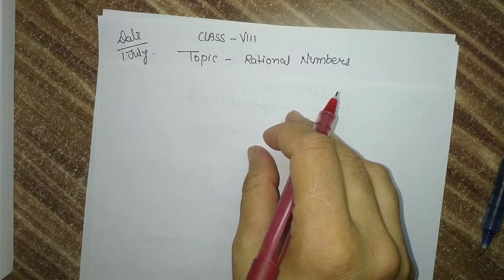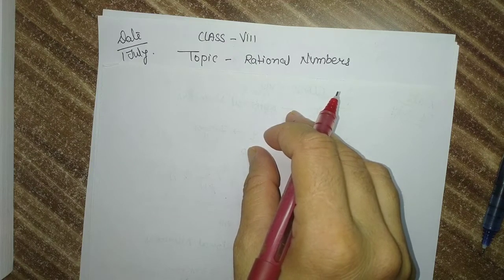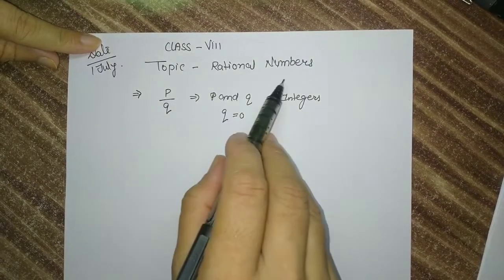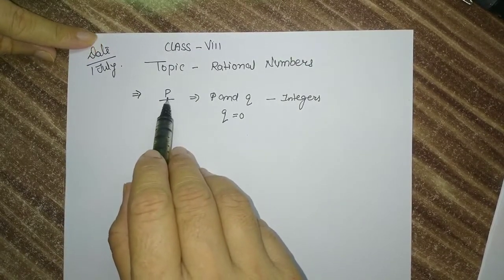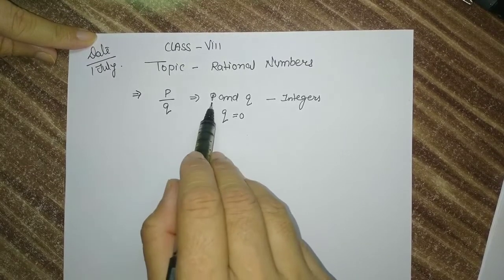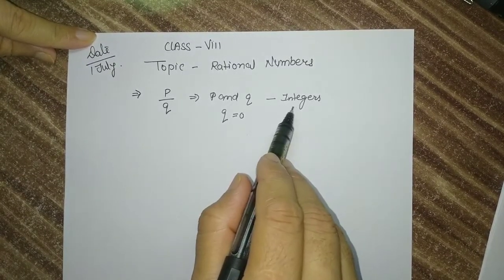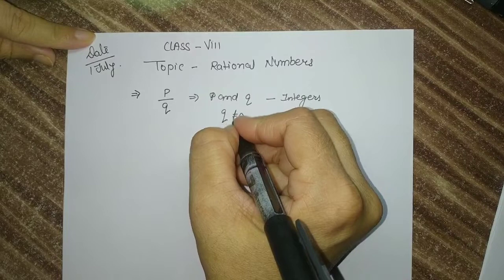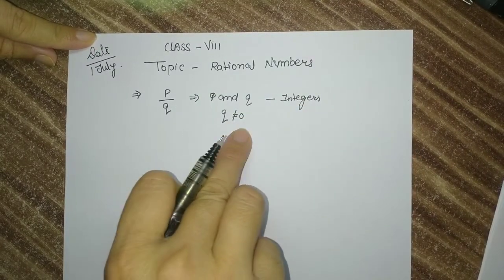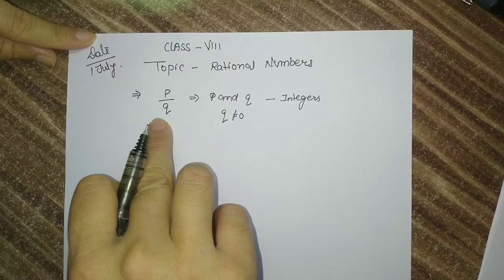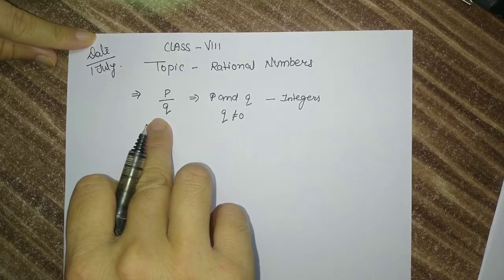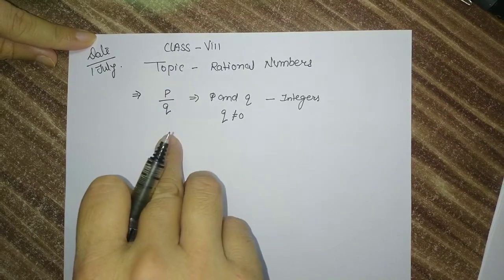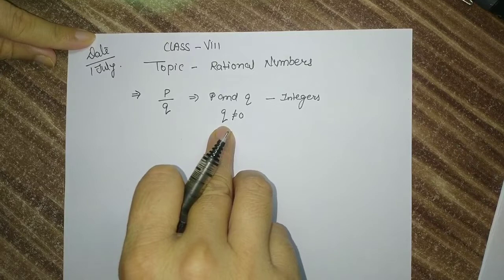Okay students, now let's start with our topic, rational numbers. What are rational numbers? Rational numbers are in the form of p by q, where p and q are both integers and q is not equal to 0. So students, why q not equal to 0? Because if q is 0, then there is no meaning of this fraction; it is said to be undefined. So always remember, a number is rational only in one case: first, it is in the form of p by q, and second, q is not equal to 0.